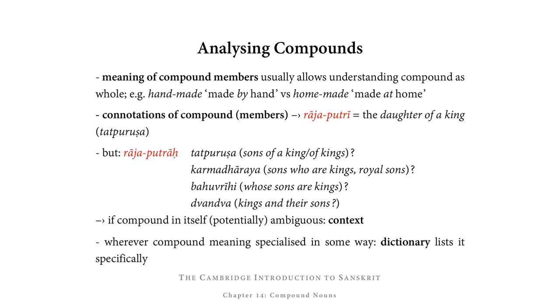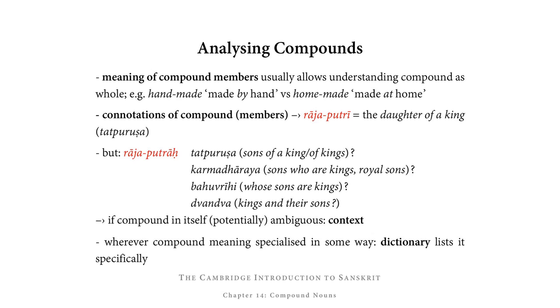Raja again means king, and Putrah would be sons in the nominative plural. Is this a Tatpurusha, meaning the sons of a king or of kings? Is it a Karmadharaya, meaning sons who are kings, i.e. royal sons? Is it a Bahuvrihi, people whose sons are kings? Or is it maybe even a Dvandva, kings and their sons? Whenever a compound in itself is ambiguous, you'll need to look at its context, i.e. at the sentence in which it stands, and determine from that what type of compound you're looking at and what therefore the compound means.